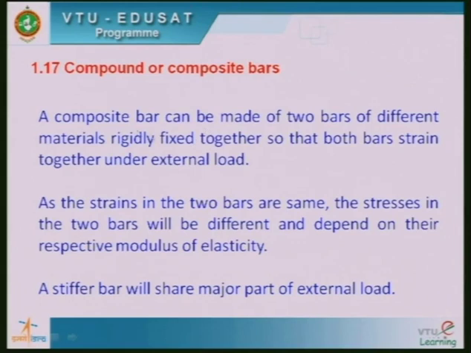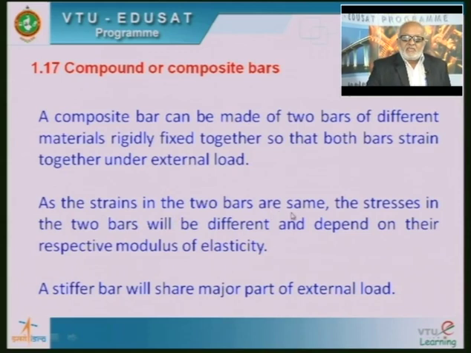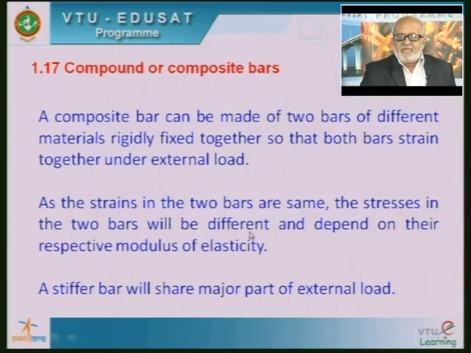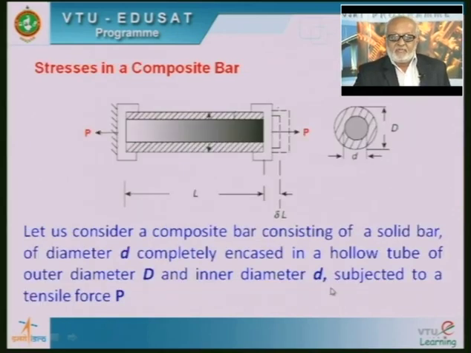A quick recap of that. A composite bar can be made of two bars of different materials. They are rigidly fixed together so that both bars strain together under external load. So this becomes the fundamental principle on which we try to find out the stresses. As the strains in the two bars are the same, the stresses in the two bars will be different, and they depend on their respective modulus of elasticity.